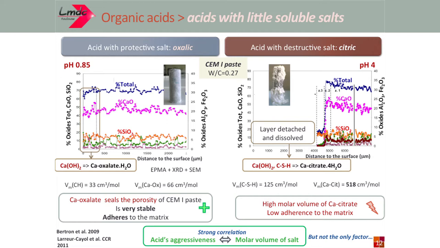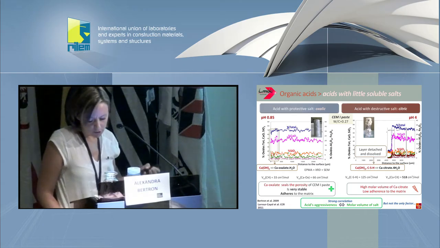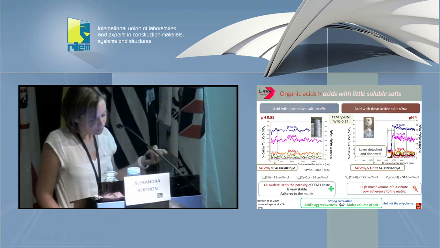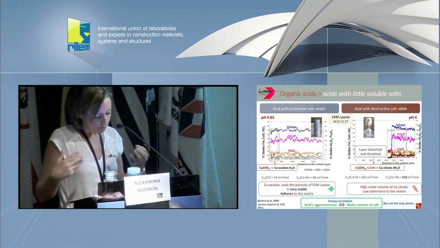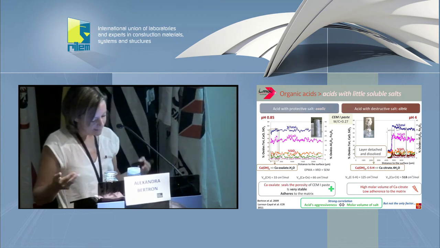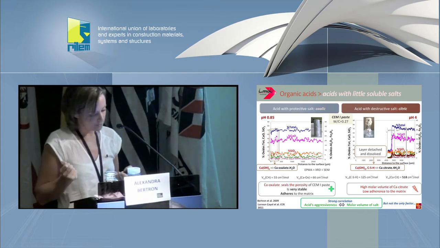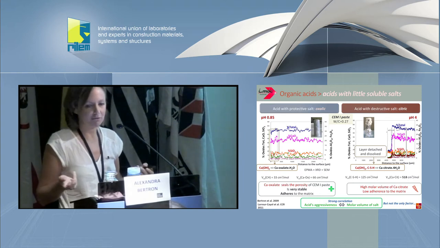What is the problem? Calcium citrate has very high molar volume, and moreover, it seems that there is a low adherence of the salt to the matrix. So finally, when we have analyzed all the acids, we could find a strong correlation between the acid's aggressiveness and the molar volume of the salt, but it was not the only factor.